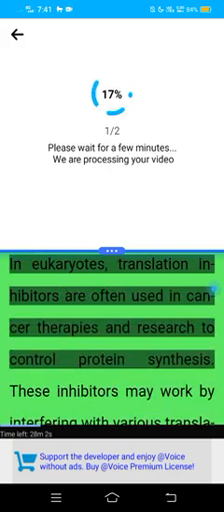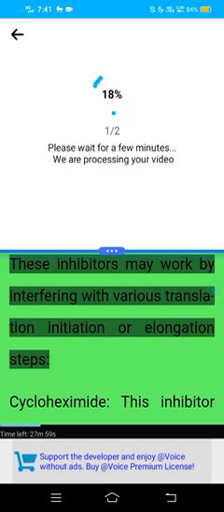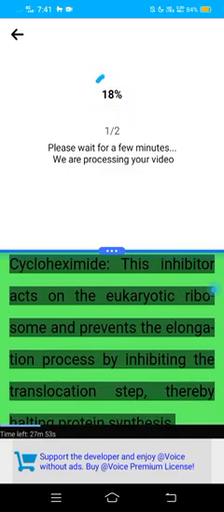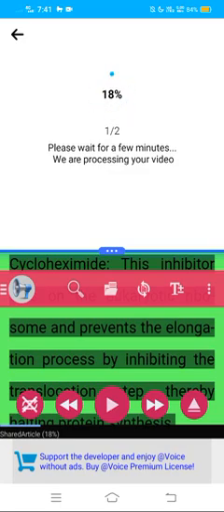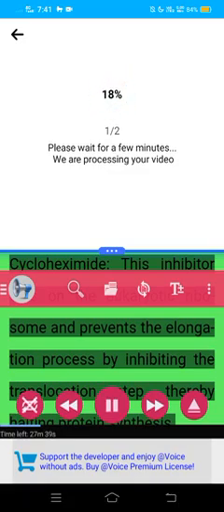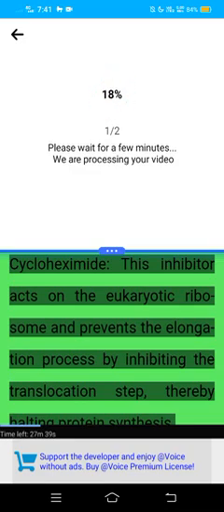B. Eukaryotic translation inhibitors. In eukaryotes, translation inhibitors are often used in cancer therapies and research to control protein synthesis. These inhibitors may work by interfering with various translation initiation or elongation steps. Cycloheximide. This inhibitor acts on the eukaryotic ribosome and prevents the elongation process by inhibiting the translocation step, thereby halting protein synthesis.